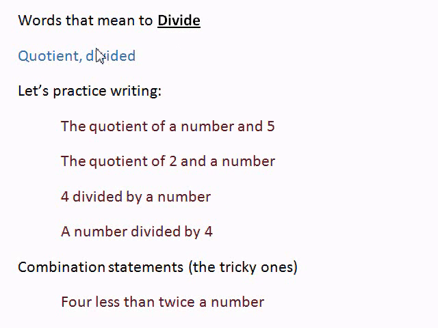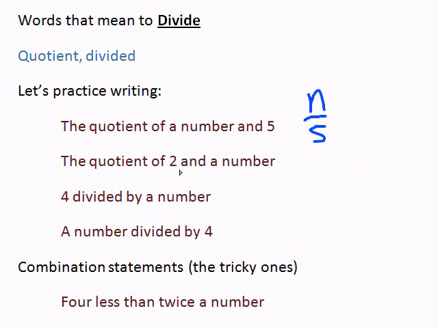There's only 2 real common division words. Those are quotient and divided by. For the first one, a quotient of a number and 5. For this example, we would take the number n and divide by 5. Notice when they say a quotient of a number and 5, the first thing listed, the number, goes on top, and the second thing listed, the 5, goes on bottom.